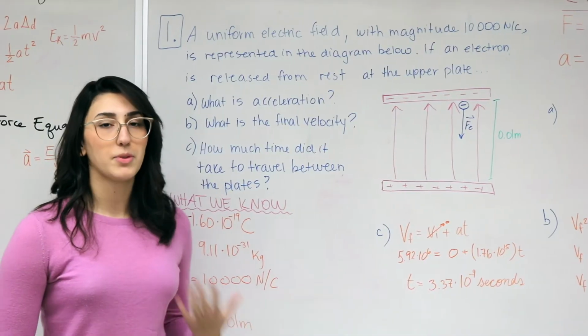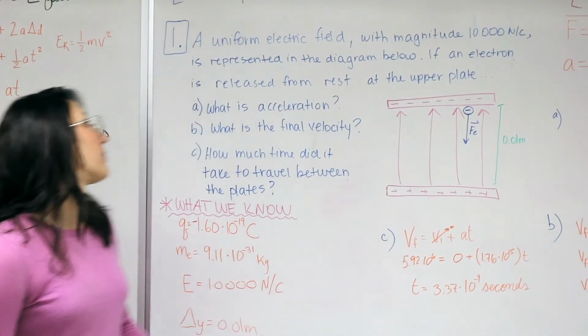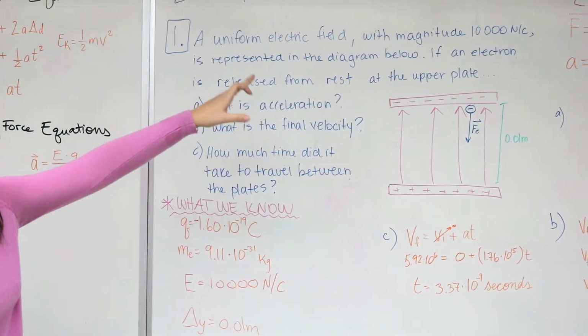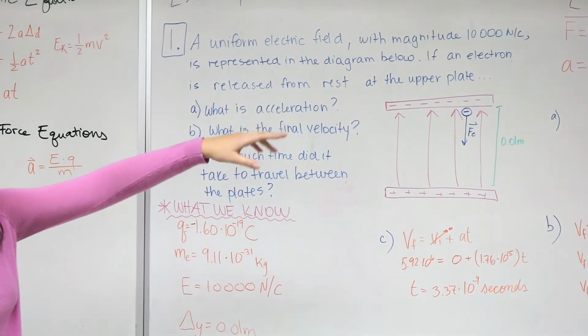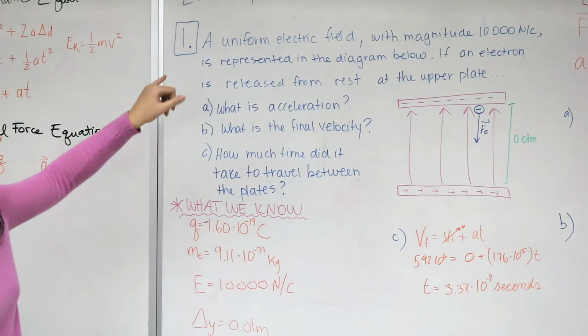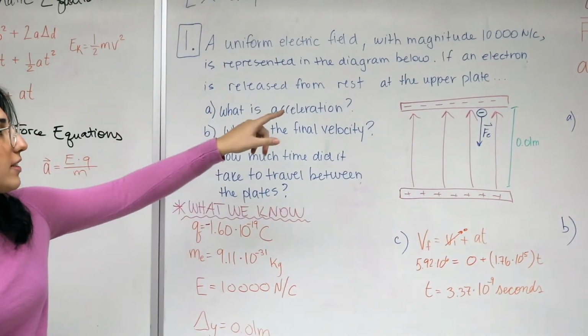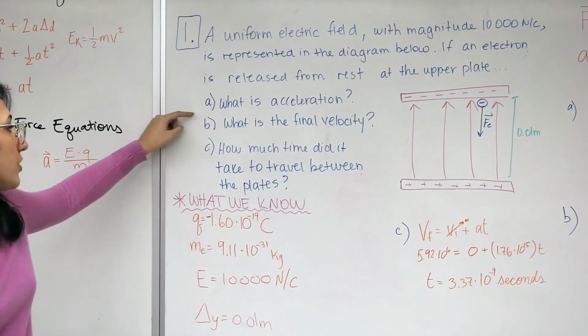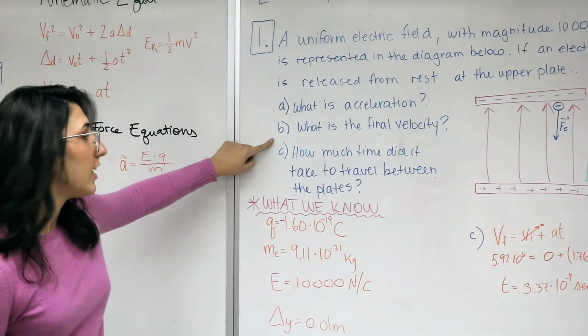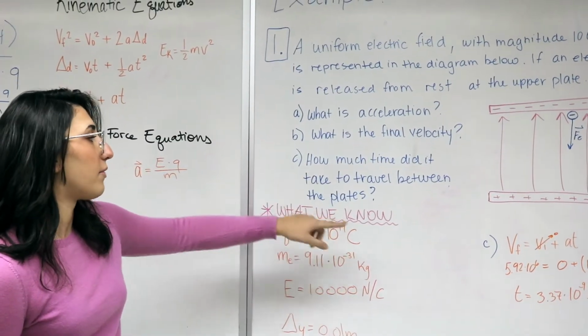All right, here's an example to help you figure the concept out. Here we have a uniform electric field with a magnitude of 10,000 newtons per coulomb, represented in this diagram. If an electron is released from rest at the upper plate, what is the acceleration? What is the final velocity? And how much time did it take to travel between the plates?